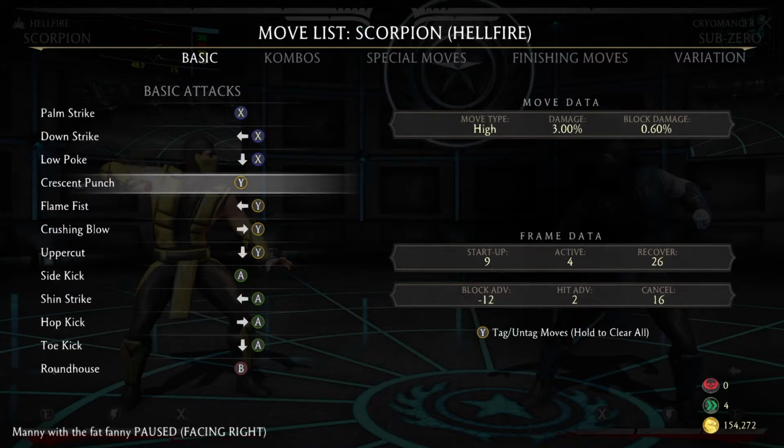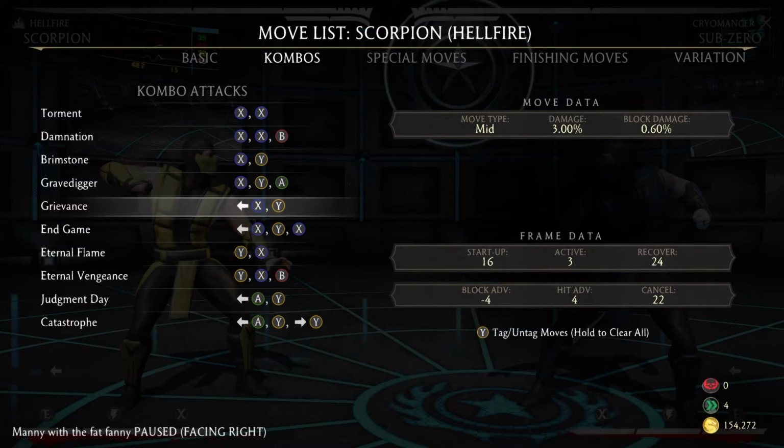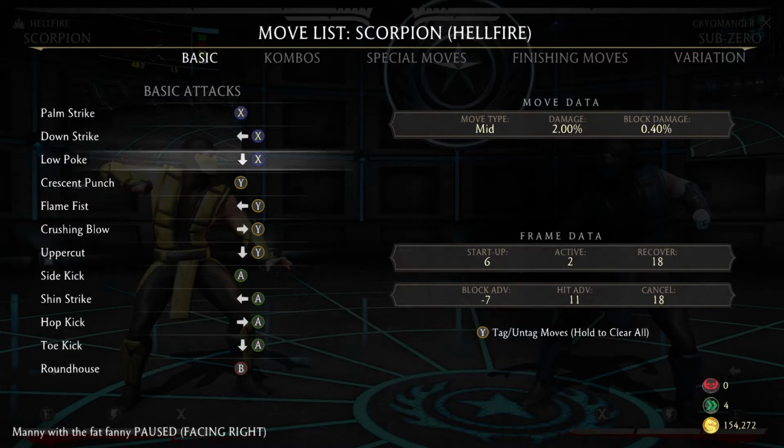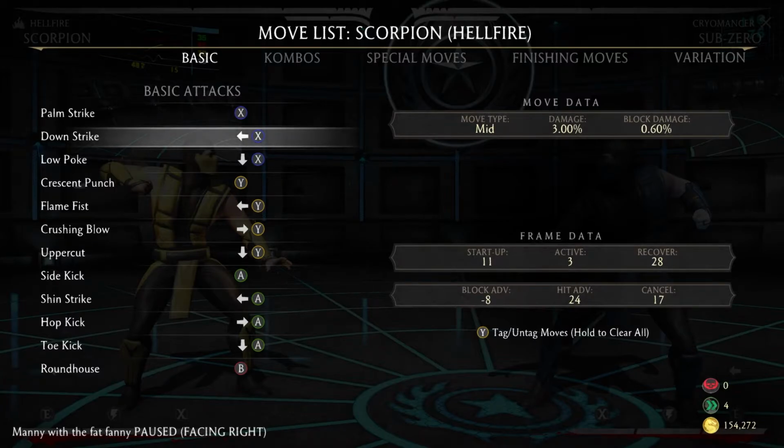Like Scorpion's, let's see, his back 1, 2. This is a mid. Now, you want to look at his back 1. This isn't actually 16 startup, it's 11 startup. So it's not super fast, but it's not super slow. I believe the fastest moves in this game are either 7 frames or 6 frames. I don't remember if there's a 6 frame move in here, and if I'm mistaken, I'm sorry. But I believe 6 or 7 frames is the fastest in the game. There's nothing faster than that.